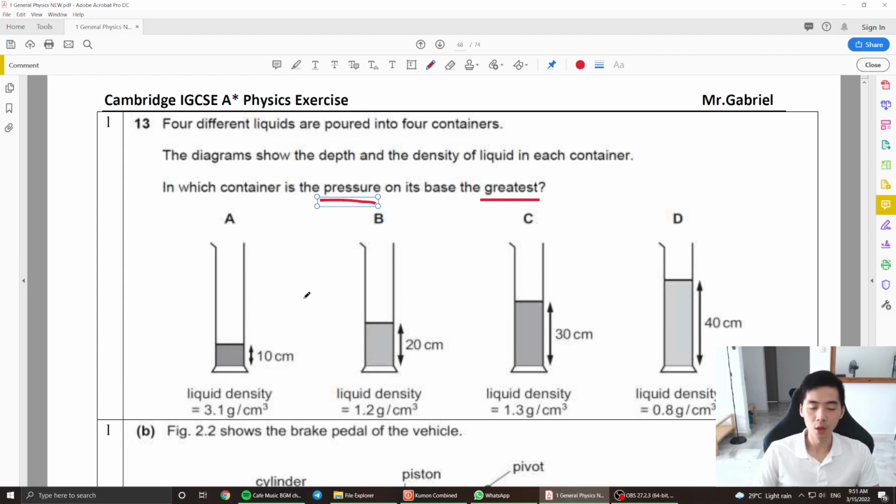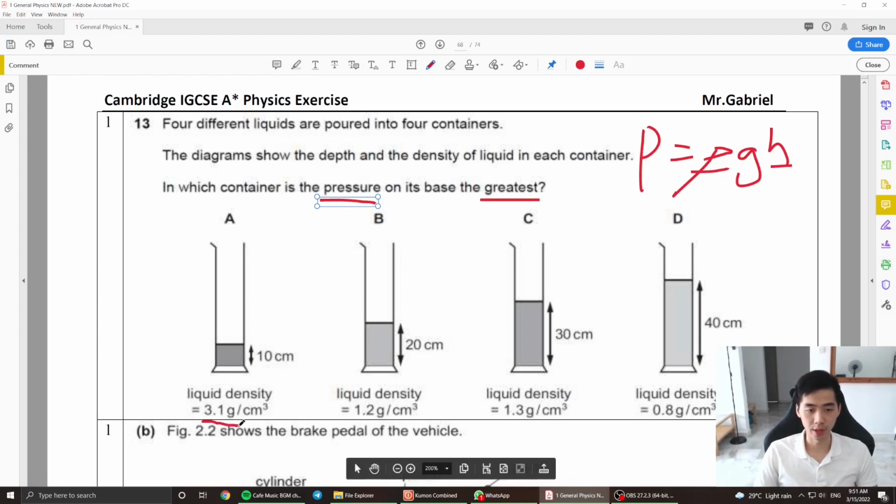Now today, if you remember the formula for pressure in a liquid, pressure is equal to rho g h, right? Density, gravity and height. Whichever one has the greatest density and the greatest height is usually going to be the one that has the greatest pressure. Looking at this information here, this one has the greatest density, but this one has the greatest height. So I guess we have to do rho g h for each and every one of them.